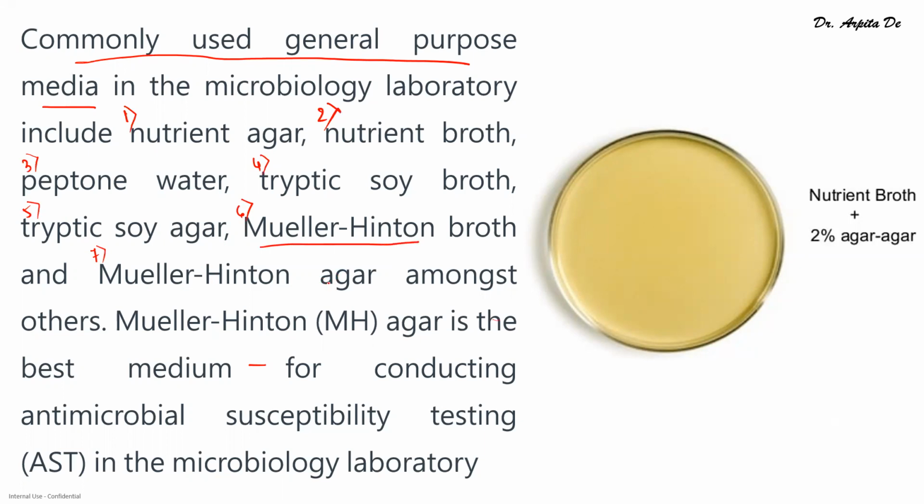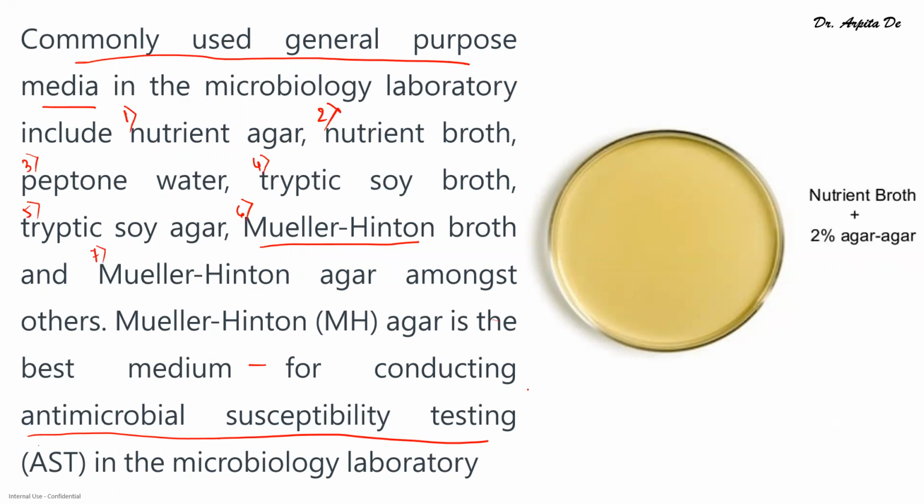Mueller-Hinton, or MH media, you can also call it. Mueller-Hinton agar is the best medium for conducting antimicrobial susceptibility testing, which is also known as AST, in the laboratory. So MH agar is very much ideal, or rather the best, for AST, that is antimicrobial susceptibility testing.